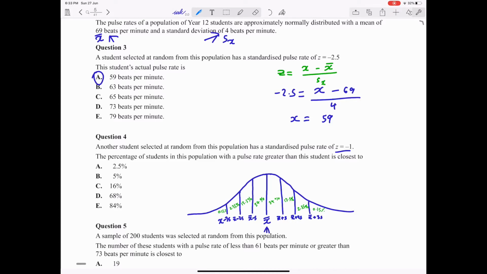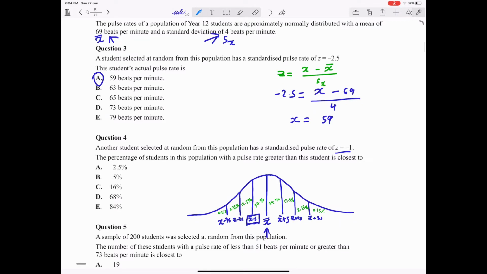So if we have the mean over here, we know that this value over here is 1 standard deviation below the mean. So for example, if Z equals 1, this would represent a pulse rate of 1 standard deviation above the mean, and we would know that this value over here is 1 standard deviation above the mean. So in the case of the question, the pulse rate is 1 standard deviation below the mean. So we look at this value over here, and we want to find the percentage of students in the population that have a pulse rate greater than this student.